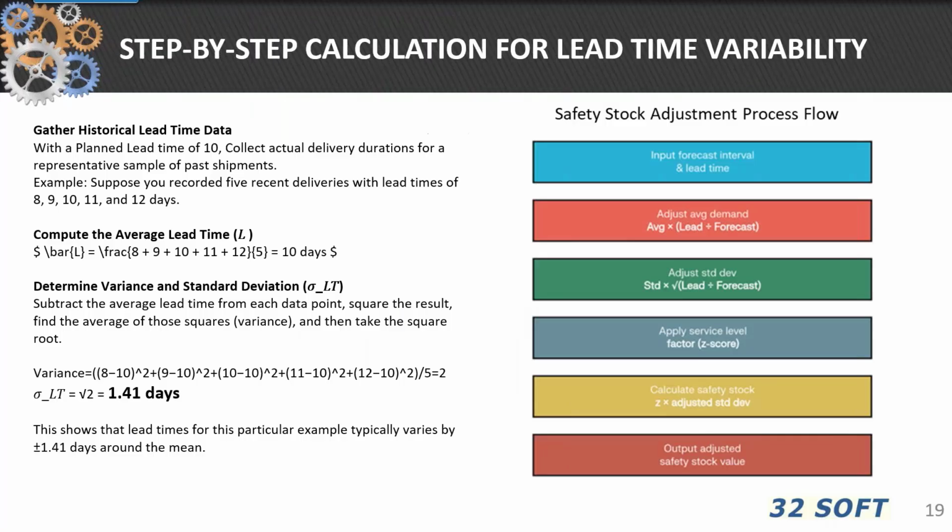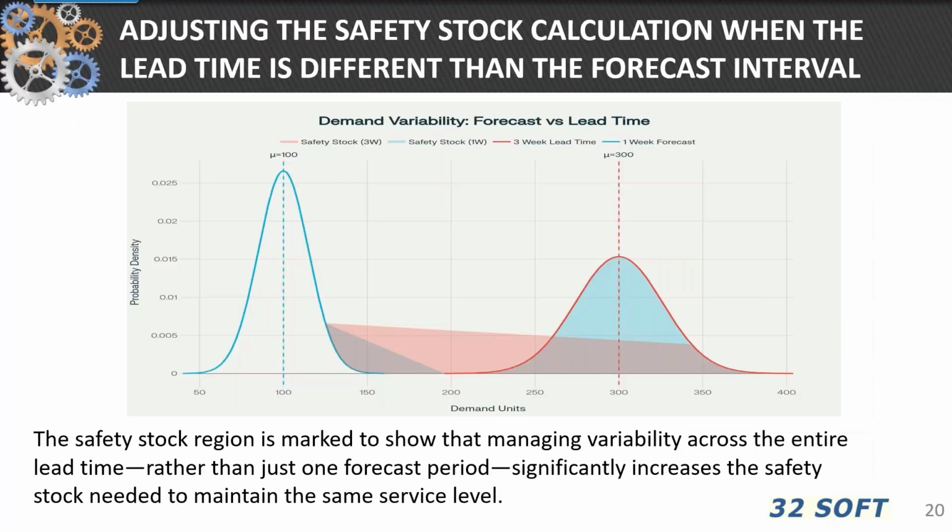Here we see a short example of the measurement of lead time variability. First, you gather the information, then you compute the average lead time by simply adding the lead time squares and dividing by the number of observations. This particular example shows that the lead time typically varies by plus or minus 1.4 days around that mean.